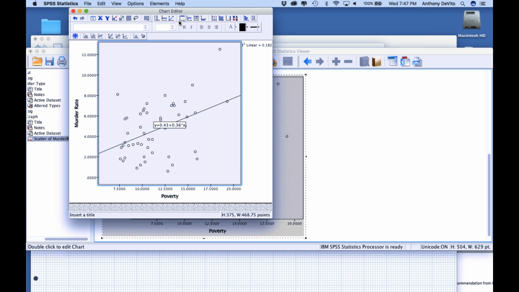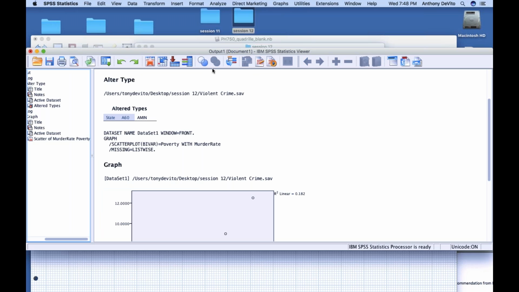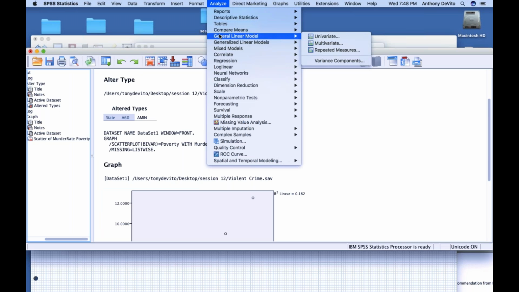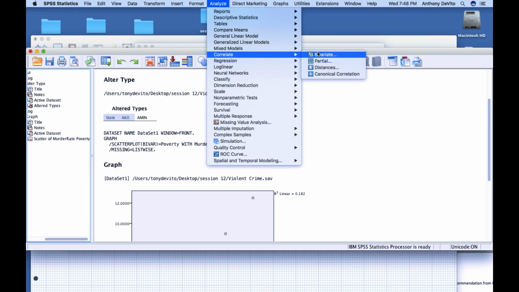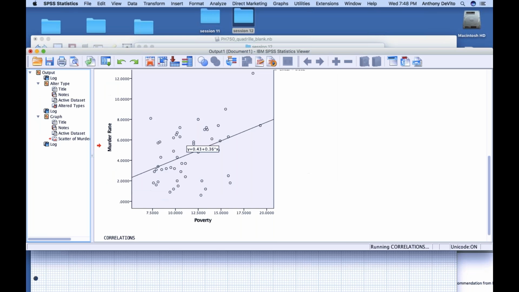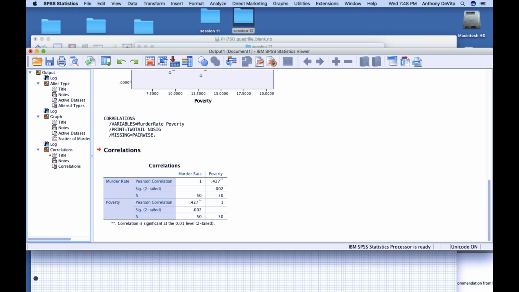So let's analyze this now. Let's go into our statistics. Let me go back to the data set, analyze, correlation, bivariate. And I'm going to move murder rate and poverty into my variables. And I'm going to go ahead and calculate my Pearson's correlation. Let's see what we have.